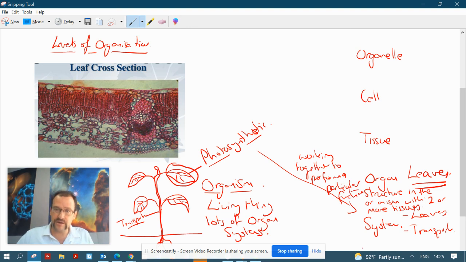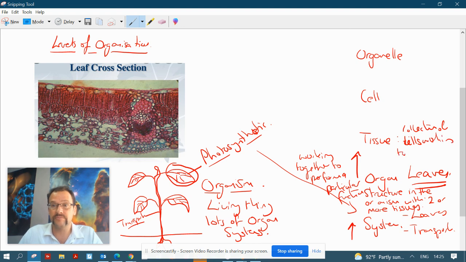Let's move up. So we're starting at the bottom with organism, moving up to system, to organ. So each organ is made up of a tissue. So this is a collection of tissues, collection of similar cells working together to perform a function.